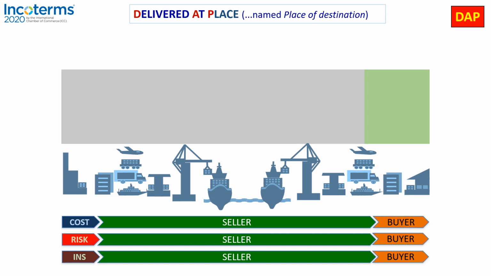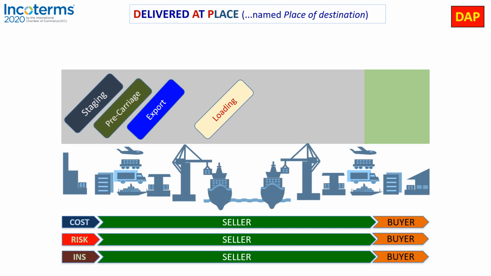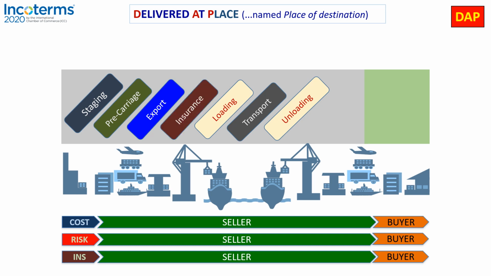So what are the various responsibilities? Right from staging, pre-carriage, export clearance, loading onto main carriage, main transportation cost, unloading from the main carriage, and insurance up to the point where it is agreed, where the seller is bearing the risk, the seller does the insurance. Import clearance remains with the buyer. So it's sometimes an issue, an ambiguity which can come in.